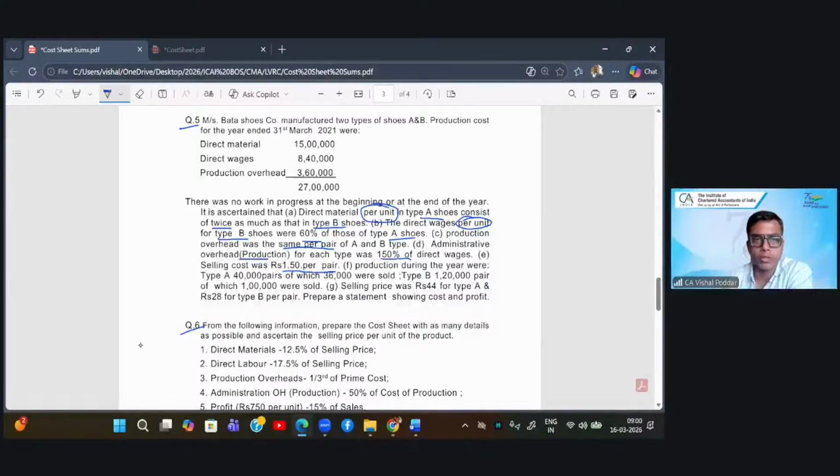Production during the year was A 40,000, but sales is 36,000. B is 1,20,000, but sales is 1 lakh. And the selling prices are given. Now we are required to prepare the cost sheet.